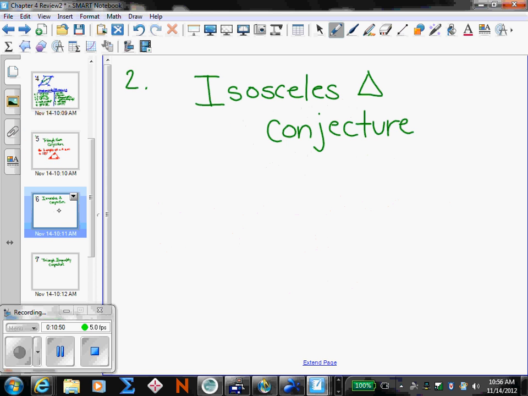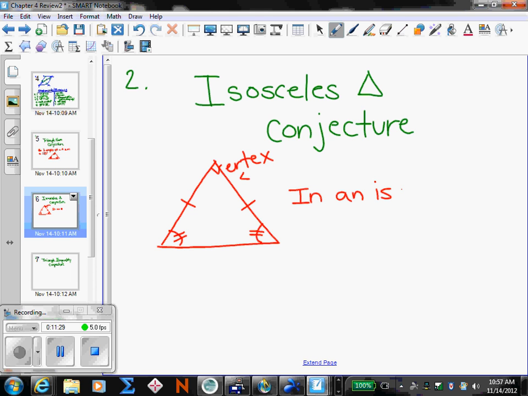The second slide, on the front, label it isosceles triangle conjecture. On the inside, I'd like for you to draw a picture of an isosceles triangle. We have congruent sides, so we know it's isosceles. So this is the vertex angle that forms the two congruent sides. If we have an isosceles triangle, then we automatically have the base angles congruent. So in an isosceles triangle, the base angles are congruent.